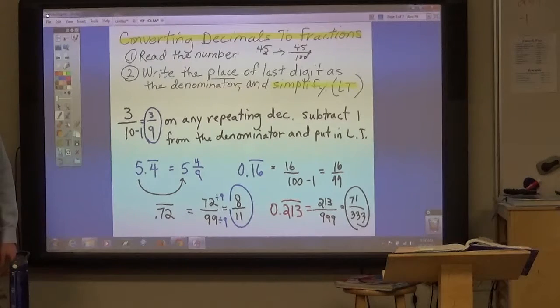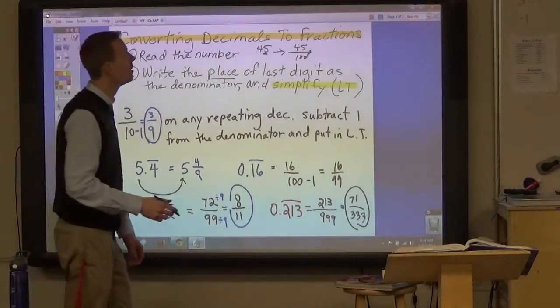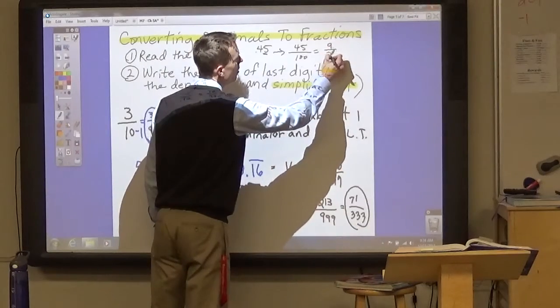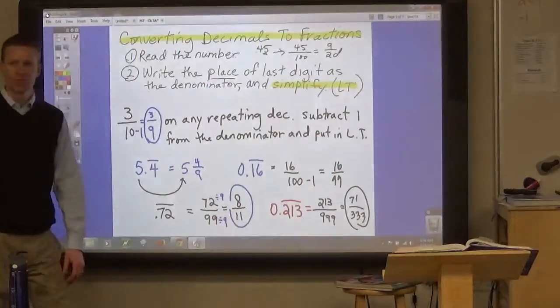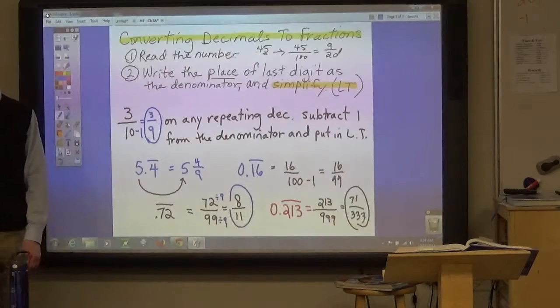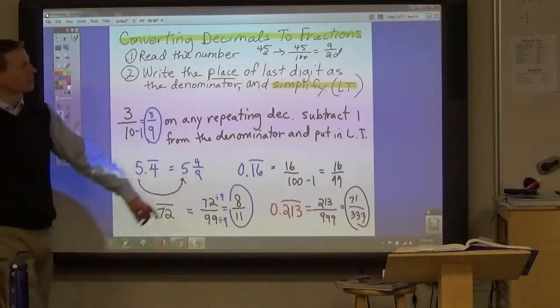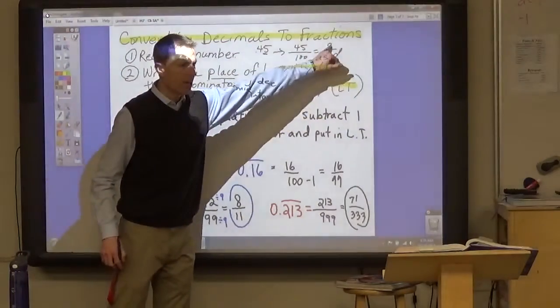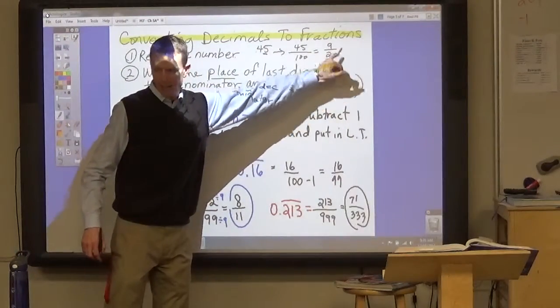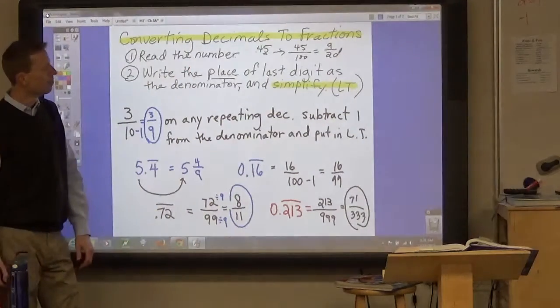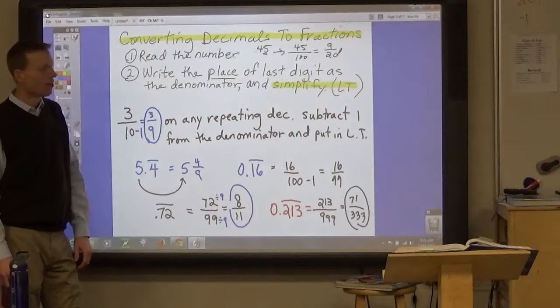And then simplify. How do we simplify this? Divide them both by 5. Factor out the 5s. We get 9/20ths. Is that in simplest form? Yep. That's in simplest form because they don't have any common factors. And 9 doesn't go into 20. Right? So we know that's simplest form.